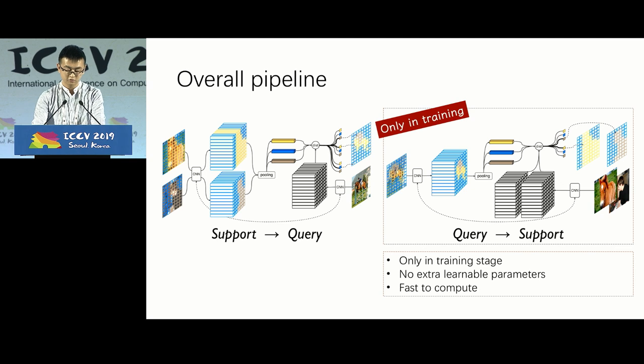So here is the overall pipeline of our method. Note that the prototype alignment part is only in the training stage. It also introduces no extra learnable parameter, so the model size is kept unchanged. Besides, it is fast to compute because we already have the features.